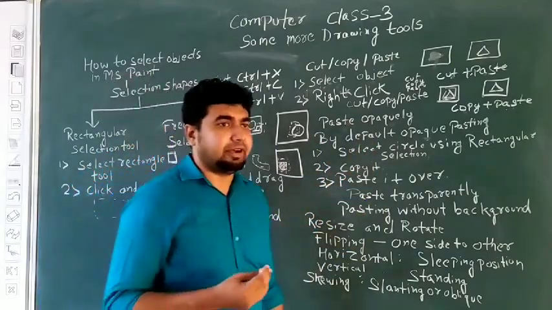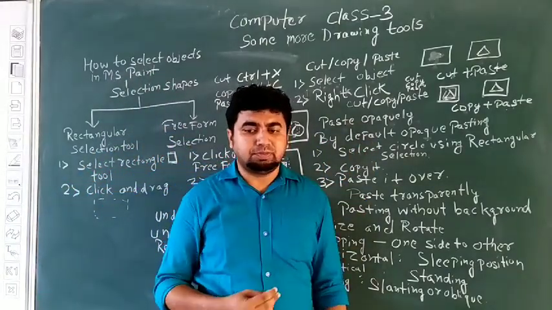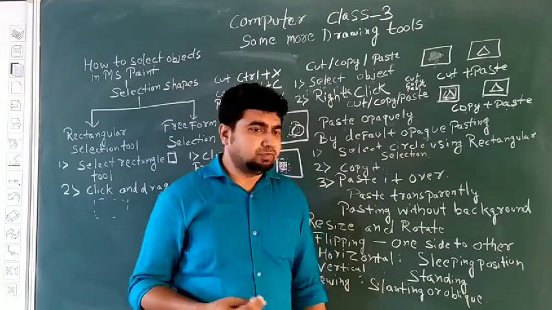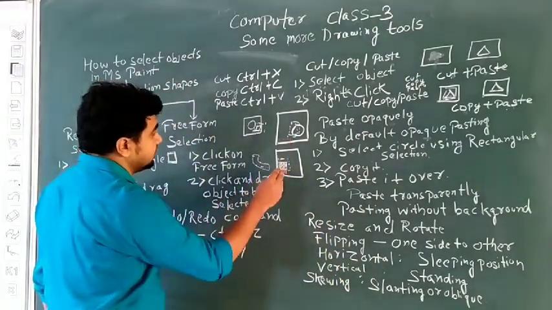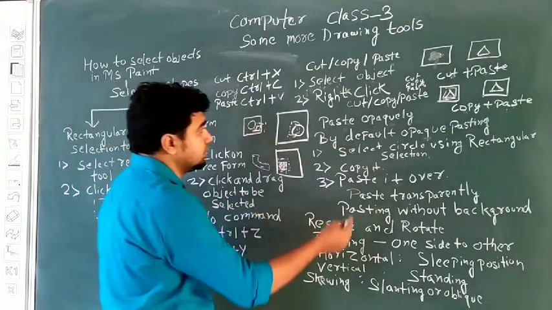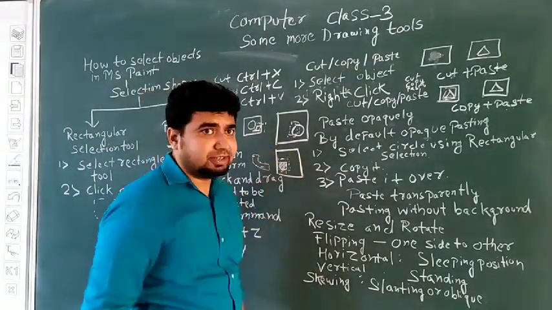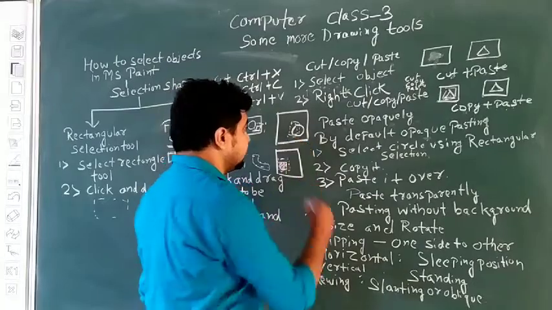Opaquely means whatever has been selected is also getting pasted here. We will be doing this in the practical part, and you will know it more clearly. But now we are studying the theory part, seeing what the use of this is. Opaque pasting means everything that has been selected will be pasted in the other part.